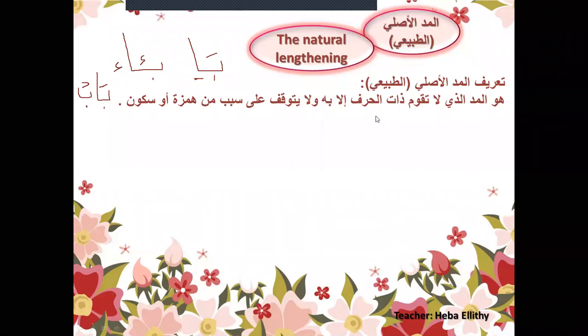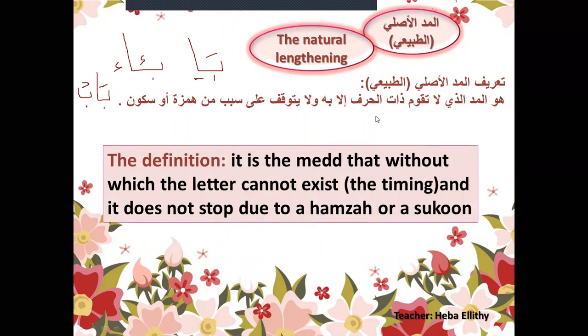I will say what? The definition: it is a mad without which the letter can't exist, the timing, and it doesn't stop due to a hamza or sukoon. If I have hamza before or after, or sukoon after, in this case it will change from المد الأصلي الطبيعي to another kind of mad.